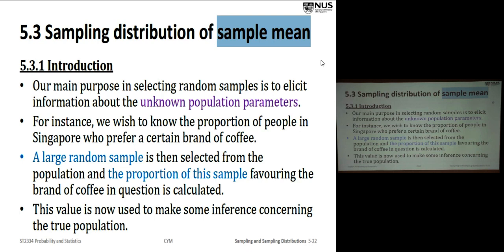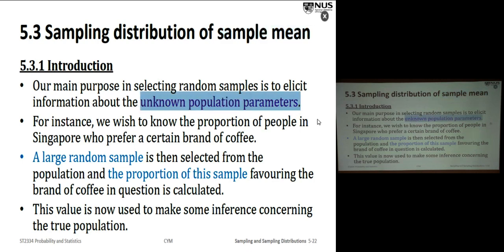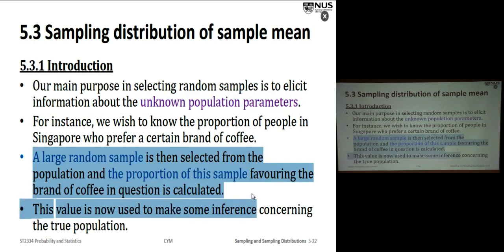So this is what it says. Our main purpose in selecting random samples is to elicit information about unknown population parameters. Okay, that's exactly what we just did in our additional lecture notes. So for instance, you might want to know the proportion of people in Singapore who prefer a certain brand of coffee. Well, I don't know why you would want to know that, but I guess a marketing company might.